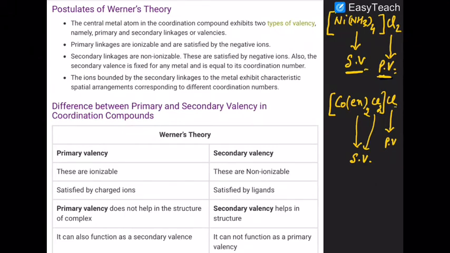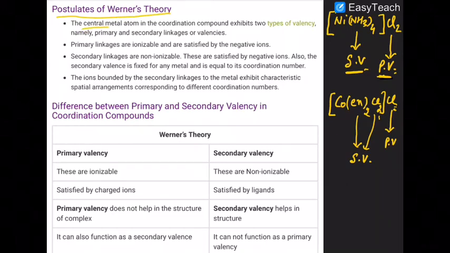Similarly, here 3 chlorines are there. 1 chlorine is outside the sphere, 2 are inside. So the one that is outside the sphere is able to ionize, but the 2 chloride ions which are inside the sphere are secondary valencies, and this 1 chlorine is primary valency. These are very minor things, but you must be very much sure in your mind. Now let's look at the postulates of Werner theory once more.